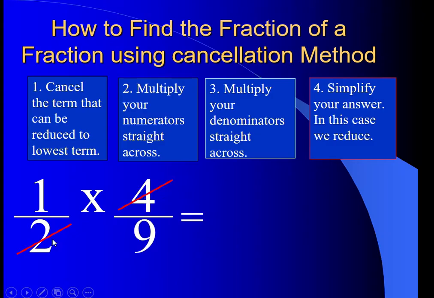So, 4 or 2 divided by 2, we have 1. 4 divided by 2, also we have 2. So, now, you can multiply your numerators straight across. So, ito 1 times 2, we have 2. 1 times 9, for step 3, we have 9. So, in this case, you don't have to simplify kasi nakasimplify na siya. So, the answer is 2/9. So, we use the cancellation method on this one.